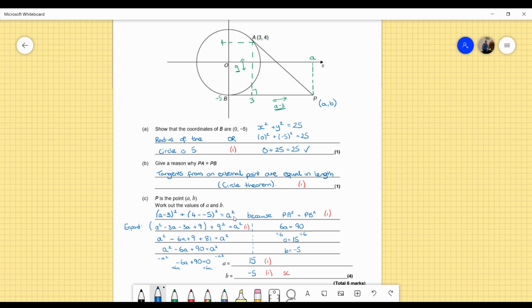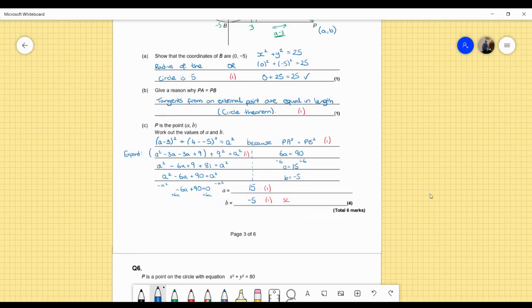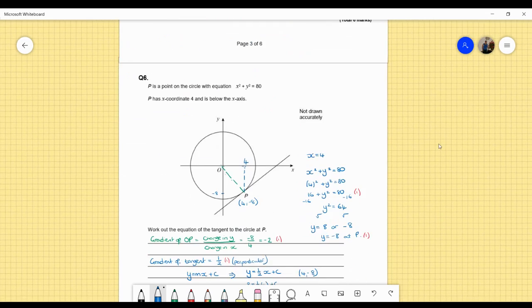Okay, so there's 6 marks on that one, so decide whether you are red, amber, or green, and then we'll have a look at question 6.